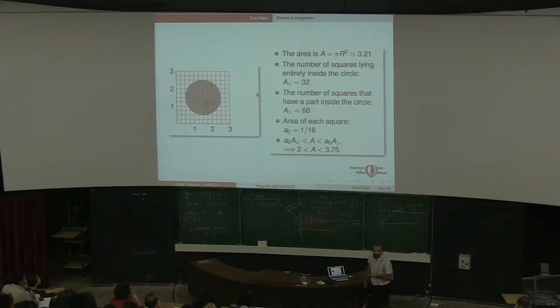But you can go even further, divide it into smaller and smaller bits. And the smaller you go, the more precise. These two numbers will start to get closer and closer to each other, with the total area always lying in between these two numbers.